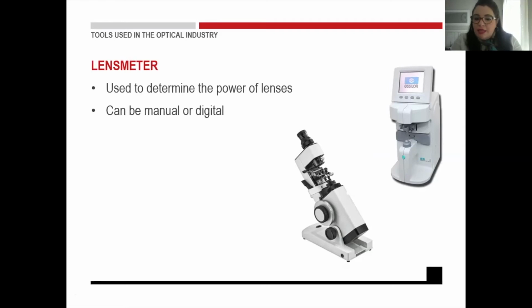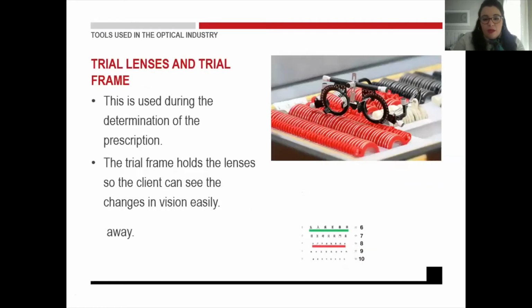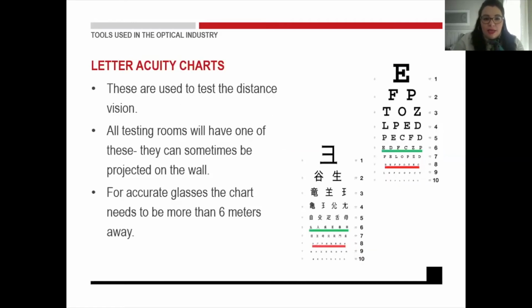So this is basically an instrument that reads off the prescription of the lenses. The next thing we're going to discuss is a letter acuity chart, or a VA chart in South Africa. This is a standardized chart that we use to measure what a patient can see.